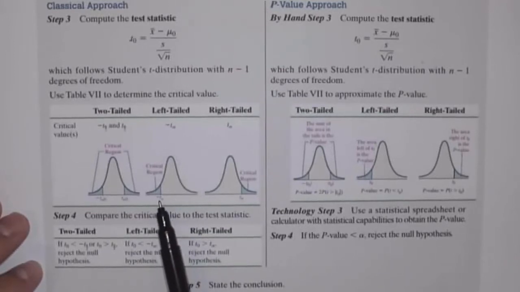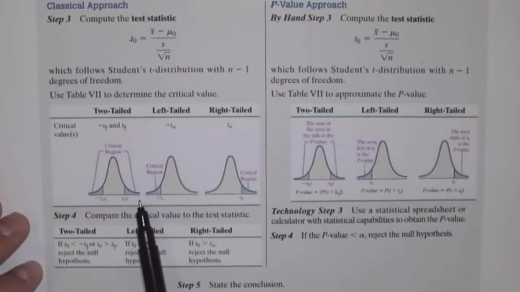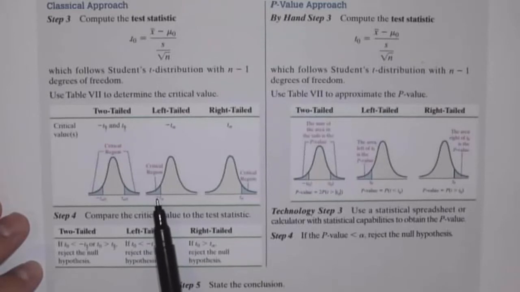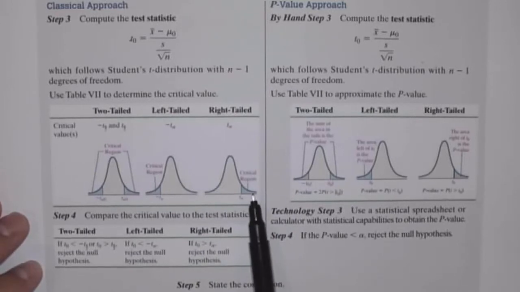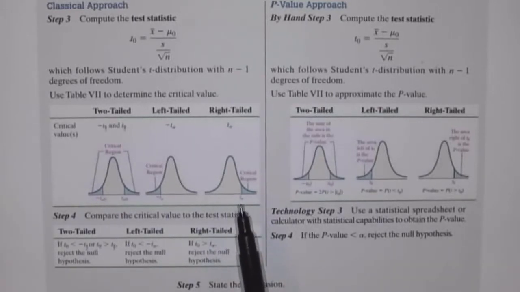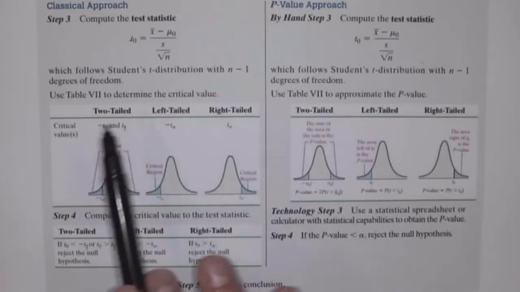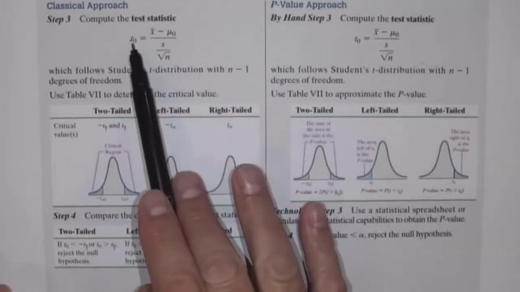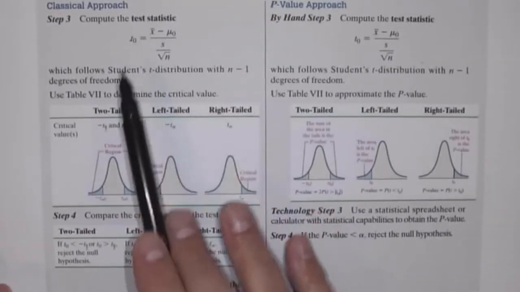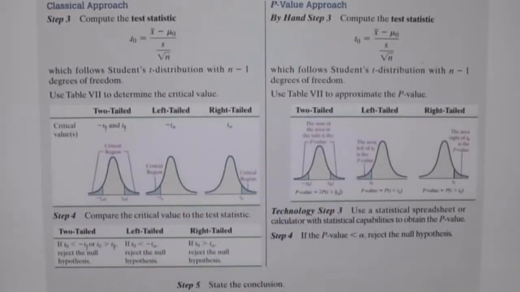If we're doing a left-tailed test, if the test statistic is to the left of or smaller than the critical value, then we reject the null hypothesis. If it's to the right or bigger than, we do not. If it's a right-tailed test, then if our test statistic's bigger than the positive critical value here, we reject the null hypothesis. If it's less than or to the left, we do not. That's the same exact work that we did when we were dealing with proportions. The only difference is that we're dealing with a t statistic instead of a z statistic.